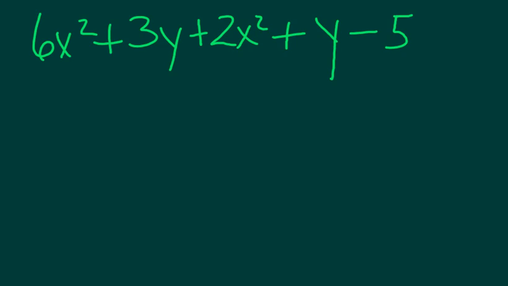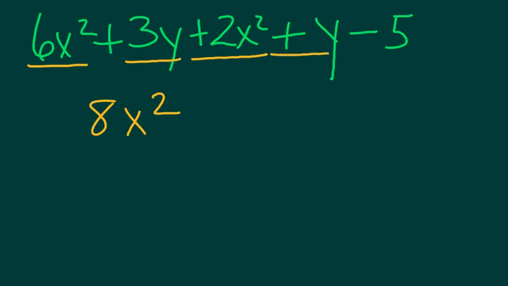Now, sometimes they're a little longer, but you're still looking for like terms to put together when it says simplify. 6x squared plus 2x squared, well, that's 8x squared. They're like terms. Then I've got 3y plus y. What in the world is that? Well, y needs a number in front of it, so I'm going to put a 1. Anytime you have a plain letter, if you'll put a 1 in front of it, it will solve some problems for you. So 3y plus 1y, that's 4y.